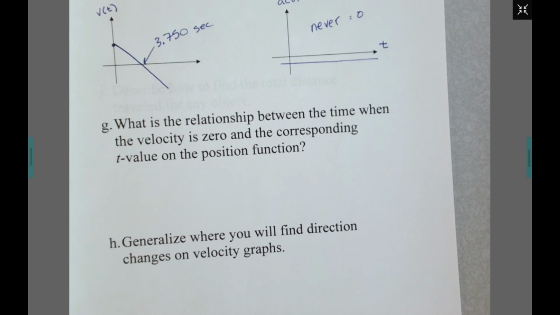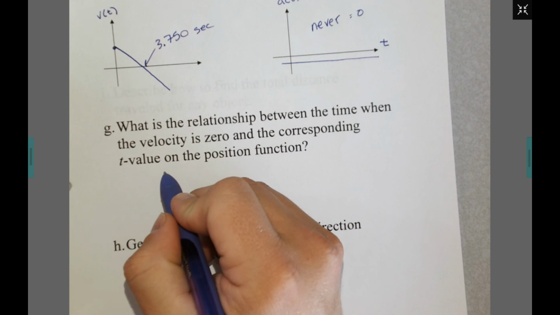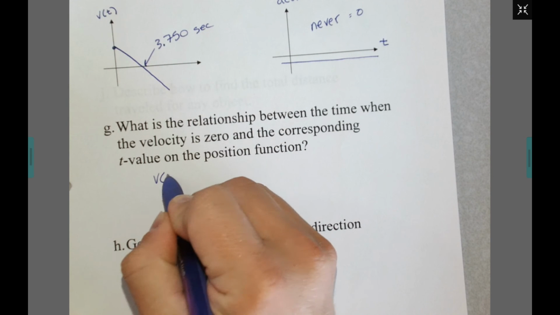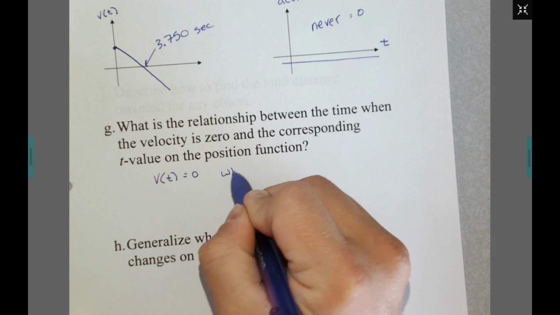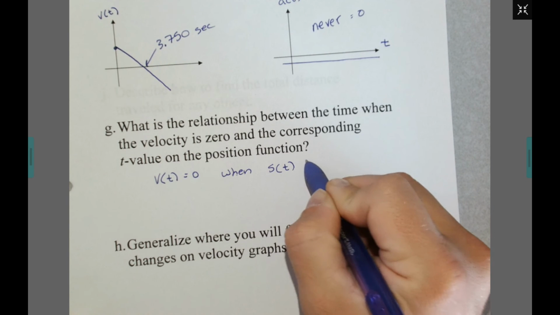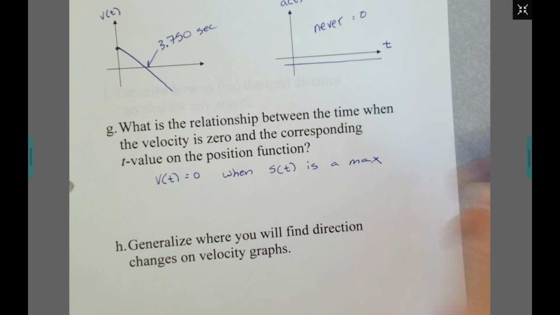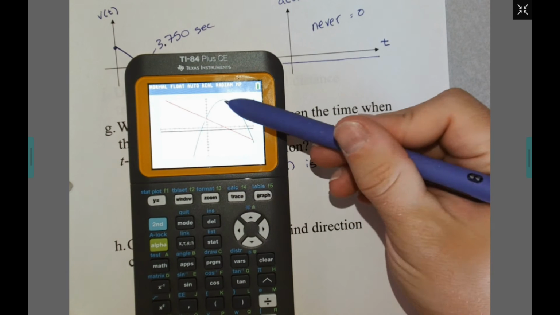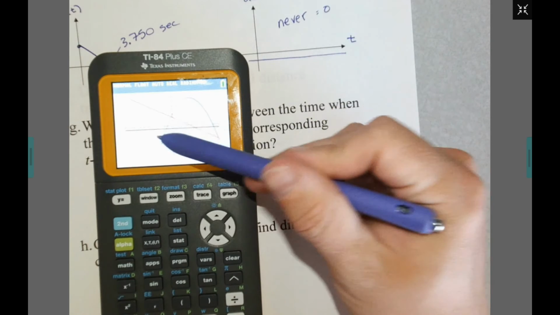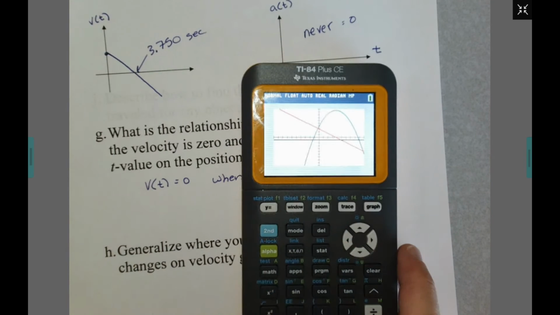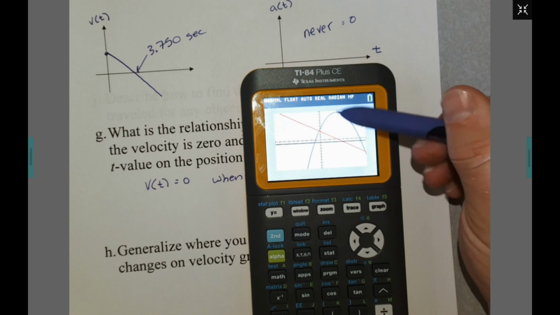All right, G, want to know what is the relationship between the time when the velocity is 0 and the corresponding t value on the position function. We're going to say they're the same. I'm going to say v of t equals 0 when s of t is a max. Okay, and we showed that right here. They matched up, all right? Our position function changed as the velocity function went to 0. There we go. It's right here. 0, they line up.